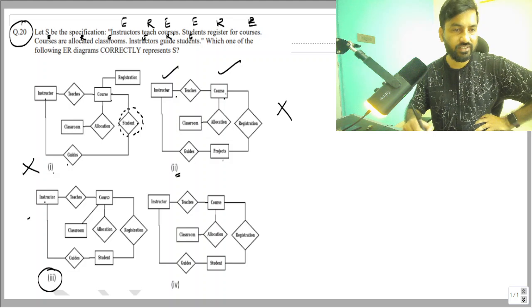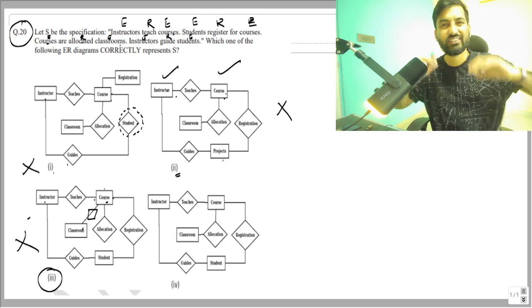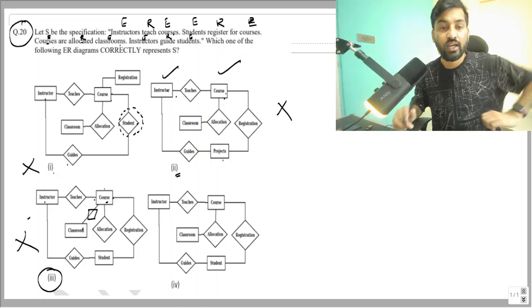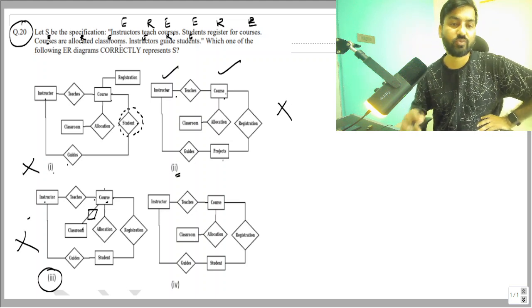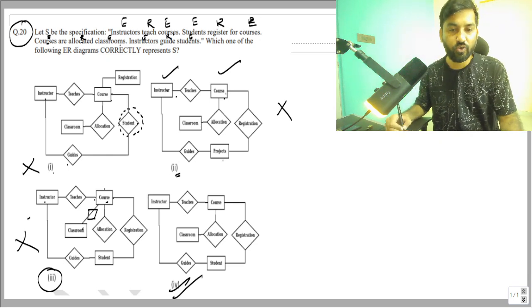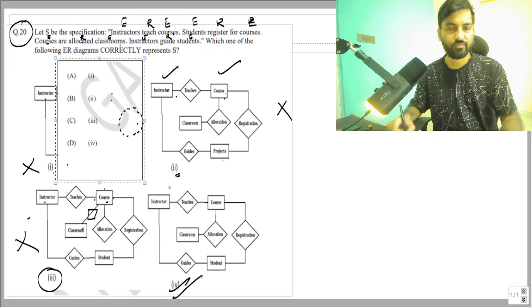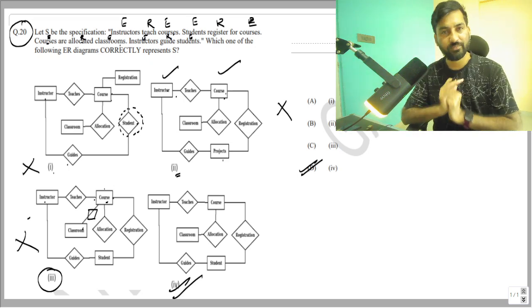If you look at this, instructor teaches course, fine, but there is no relation between course and the classroom here. See, courses are allocated, so there should be one relation like this. So this model is also eliminated. Now the only model that is going to be correct for this question is this. So what was the question? Basically there were four options. Let me show you those four options, and you have to choose among them. So this was the question. D option is going to be correct for this question. I hope this makes sense.